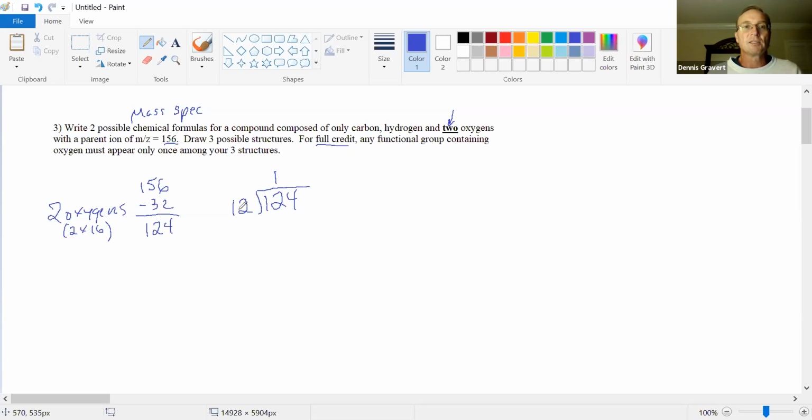Well, long division: 1 times 12 is 12, and then there's 4 left over. It doesn't divide in there, so 10, right? 0 times 12, can't subtract it. Okay, so the simplest formula with 2 oxygens would be 10 carbons, 4 hydrogens. Ew, that's not very many hydrogens. And then we're told 2 oxygens, I already took care of that. If you have time, you should double check your math.